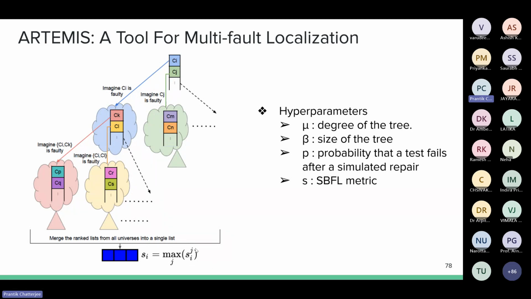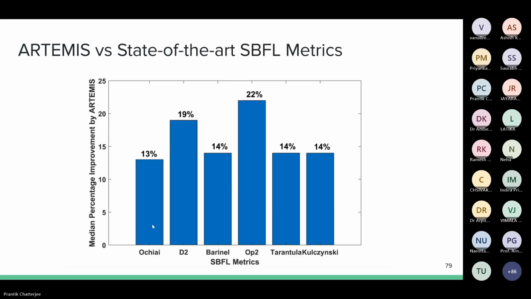And as we have seen, the final rank list is actually much better at localizing faults in programs with multiple faults than using simple SBFL metrics like Ochiai or something else. In fact, if you look at our experimental results on the same Defects4J, you will see that these are the simple SBFL metrics which people use, which are Ochiai, DStar, Barinel, etc. And if you use our tool Artemis, which is this multiverse analysis-based fault localizer, it can provide up to even 22% improvement and at least 13% improvement over the state of the art.